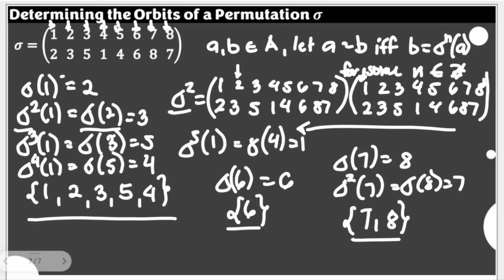And as you can see as well, if we combine them, 1, 2, 3, 4, 5, you have here 6, 7, and 8. They are all disjoint at the same time. Their combination is S8, your original set. Okay, so this is how we do determining the orbits of a permutation sigma.